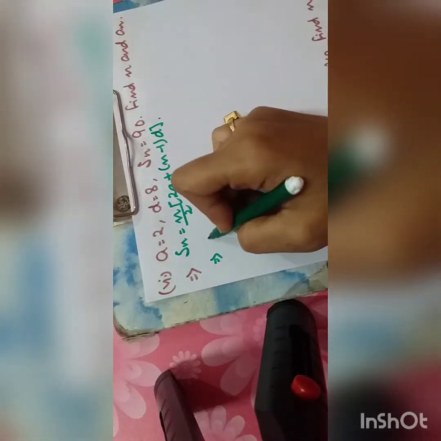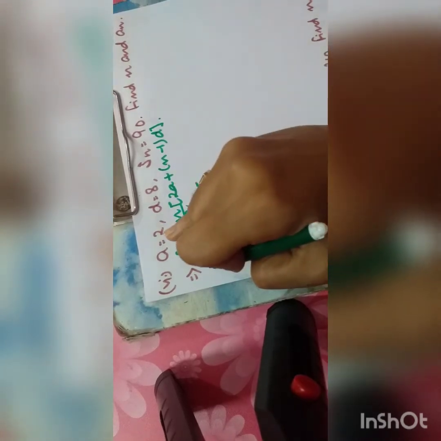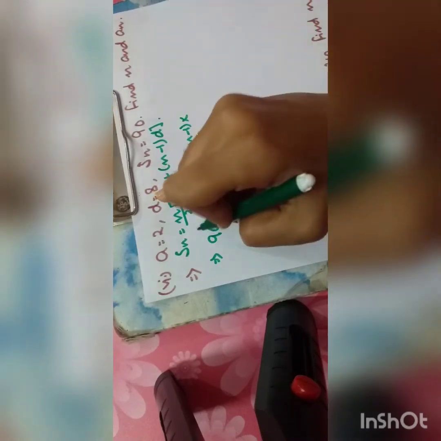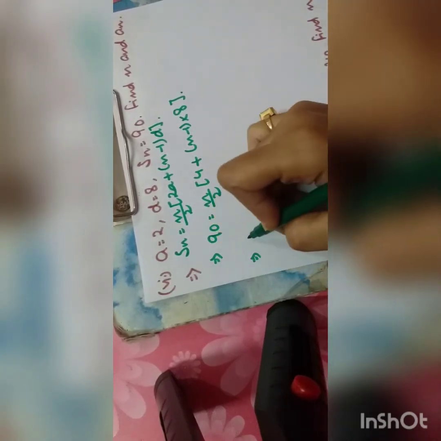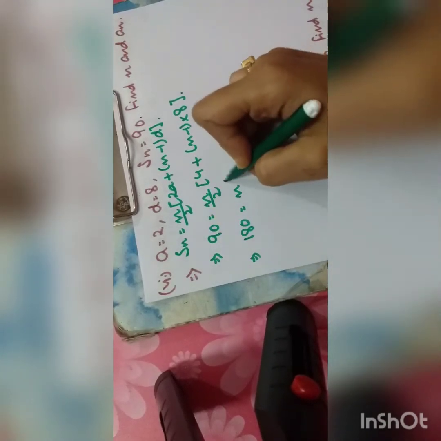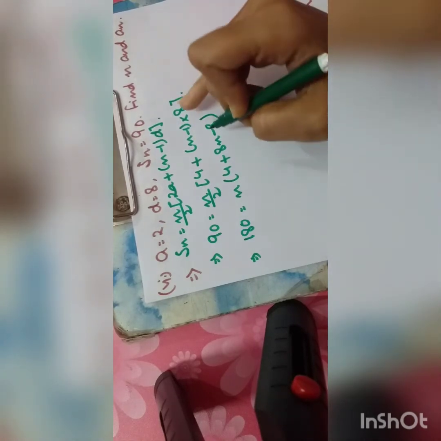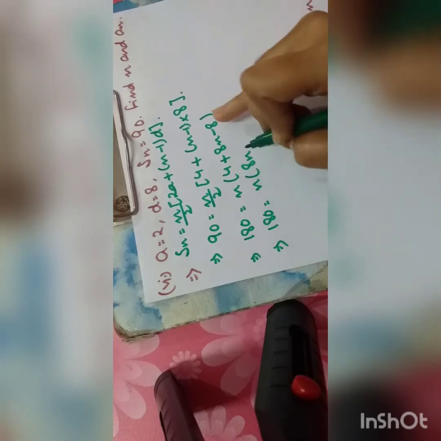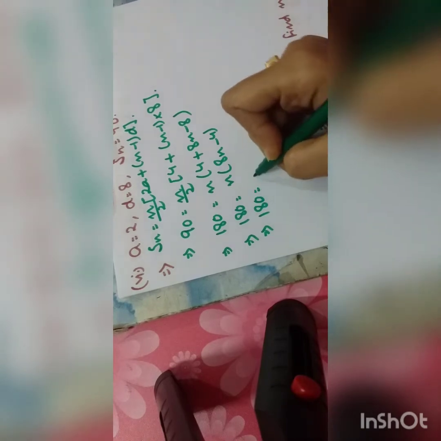So Sn is given as 90 equals n by 2, 2a. So 2 into the a value, which is 2, so 2 into 2 will be 4, plus n minus 1 into d, the value given as 8. So 90 into 2 cross multiplication, it will be 180 here equals n into 4 plus 8n minus 8. So 180 will be n into 8n, and plus 4 minus 8 will be minus 4.